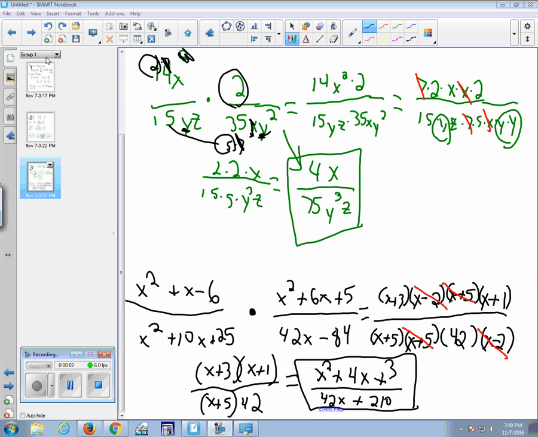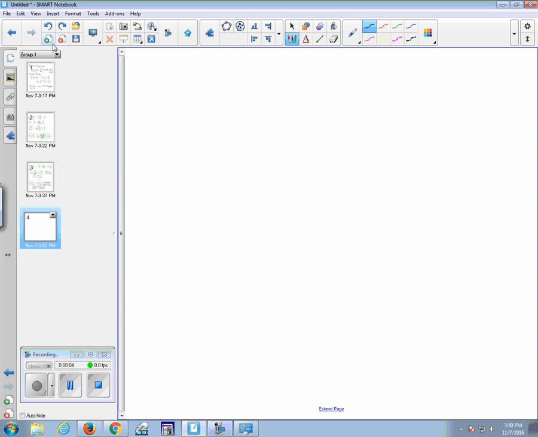So that's multiplying for you. Let's move on to division. So 14 over 15 divided by 2 over 35. Right?